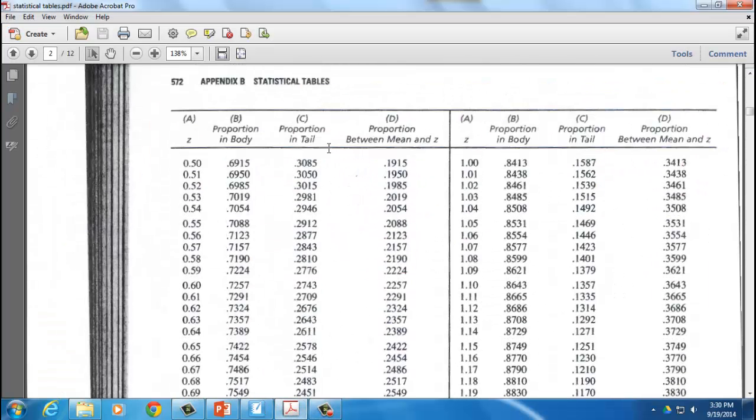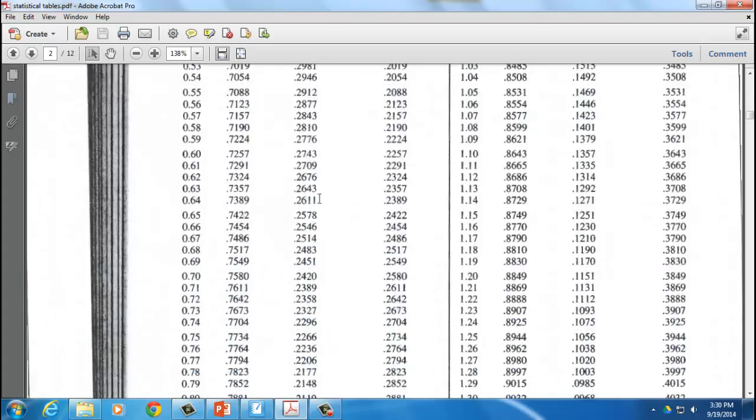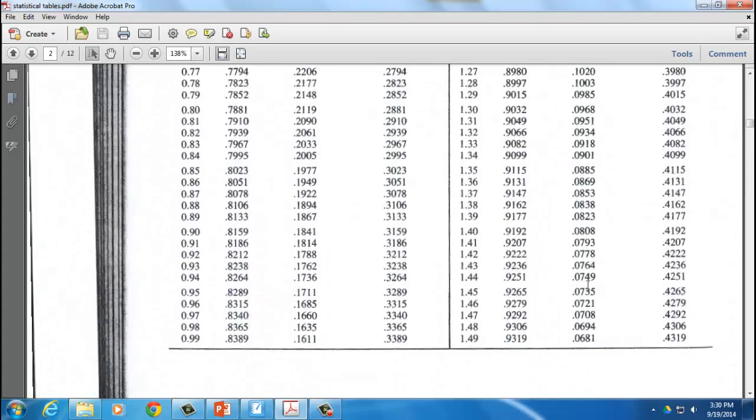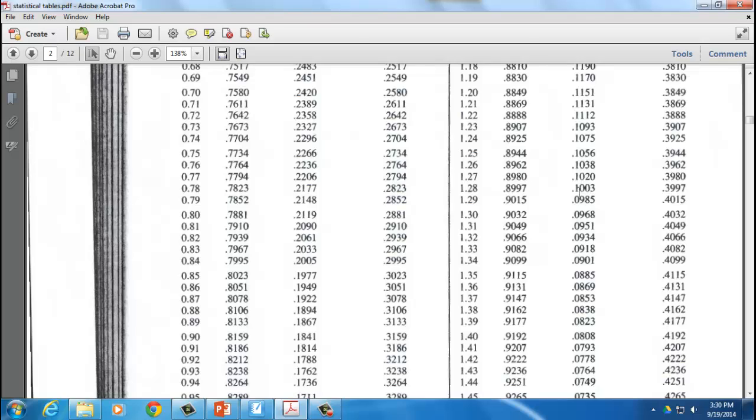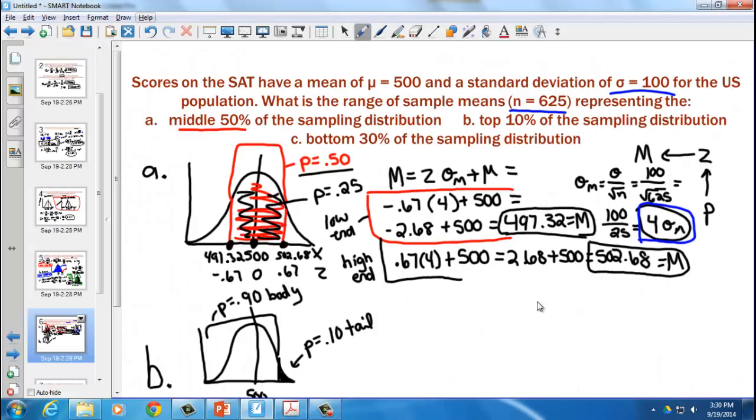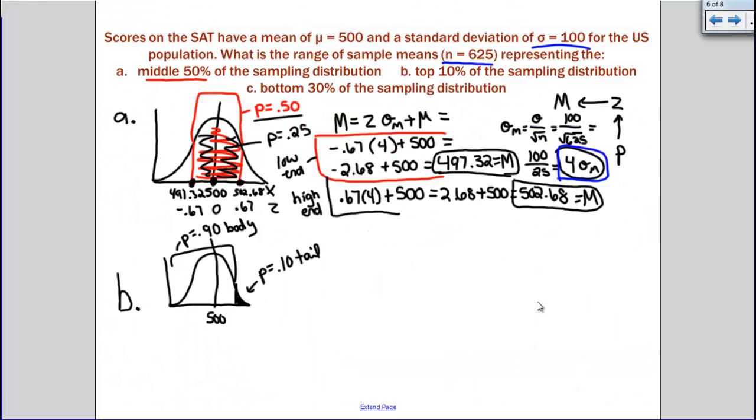So I'm going to go ahead and look at the tail. I'm going to keep going. It's getting smaller. Oh, getting closer. So this one's just above 0.10. This one's just below 0.10. This one is closer to 0.10 than this one. This one's 0.0003 away. This one's 0.0015 away. So I'm going to go with this z-score, which is 1.28. So for this one, z equals 1.28.